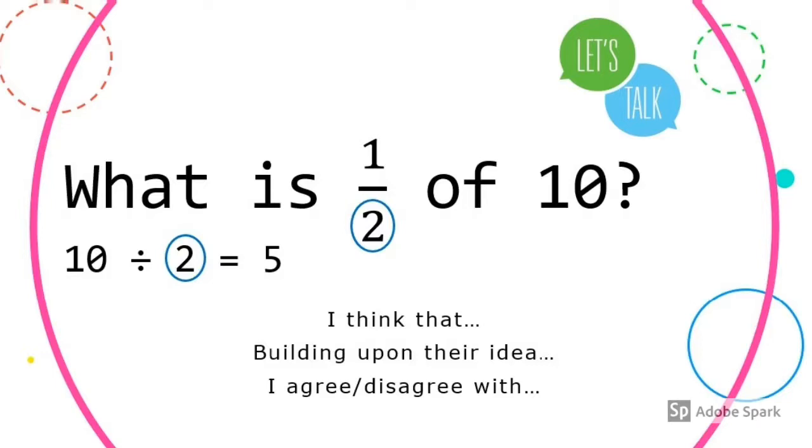You'll notice that the 2 comes from the denominator in the fraction. So, when we are finding a fraction of an amount, or using fractions to divide, we're always going to use the denominator as the divisor. You'll see in future slides how this works.